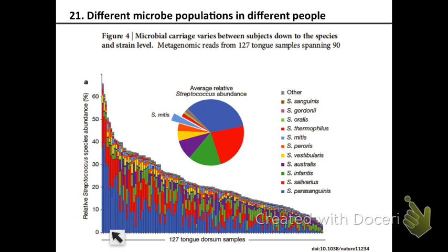So different microbe populations from different people. What could be some of the basis for this variation? These are all healthy, by the way. None of these people have strep throat. Diet, right? So environmental factors would essentially be the biggest contribution to this.